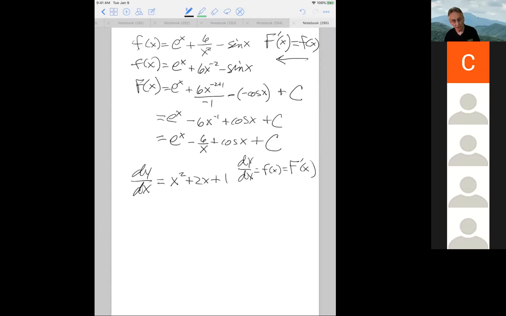And if this is a differential equation and you're asked what's the solution of this without anything else, the question is asking what is y? What did you start with? What was the function you started with so that dy dx is this, okay?